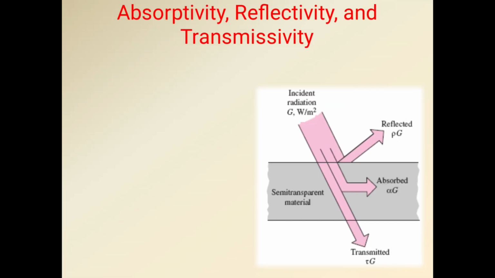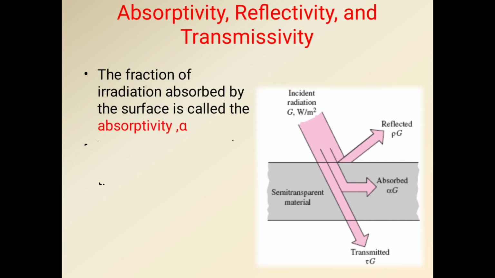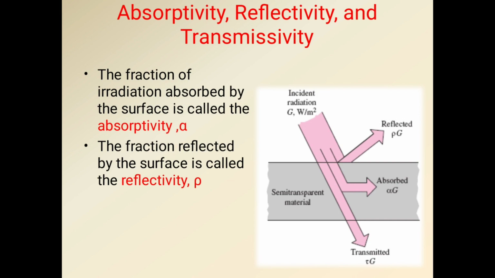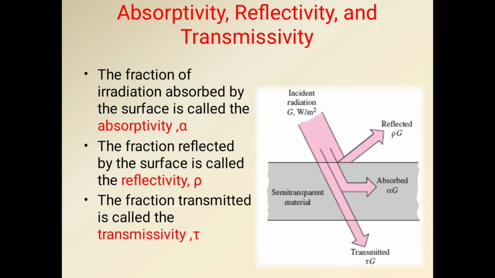Absorptivity, reflectivity, and transmissivity. The fraction of irradiation absorbed by a surface is called absorptivity, and the fraction reflected by a surface is called reflectivity. The fraction transmitted is called transmissivity.